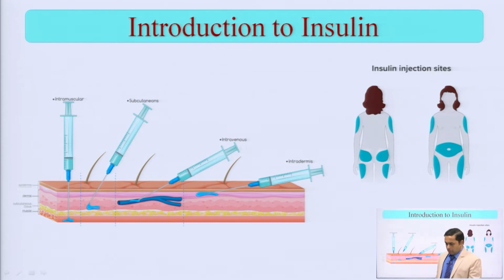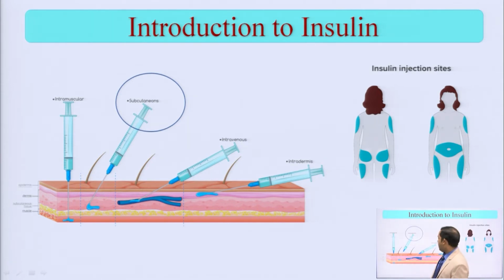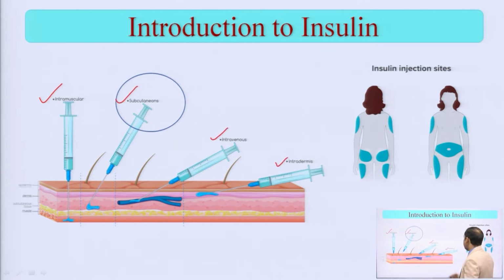Now, all of you might have seen that it is given in a subcutaneous way. Now, what is subcutaneous? As a student of pharmacy, you should be aware that intramuscular, subcutaneous, intravenous and intradermal routes have lots of differences. Subcutaneous means the insulin will be put in the subcutaneous region, and from there it will diffuse into our entire bloodstream.